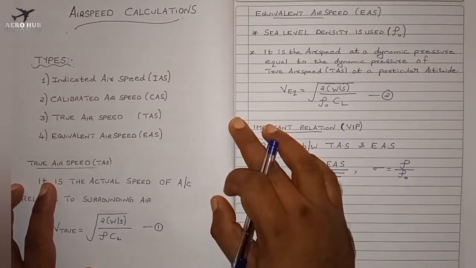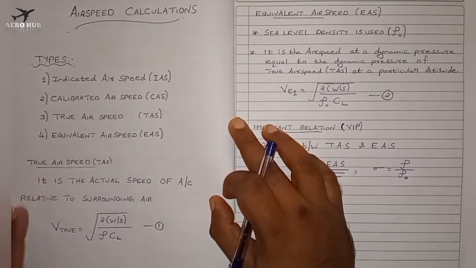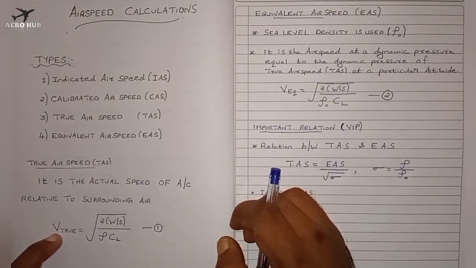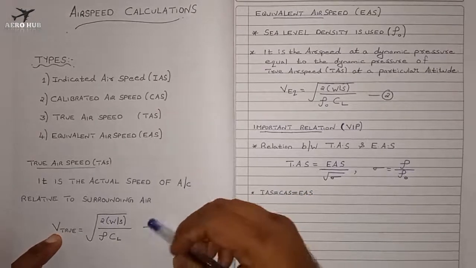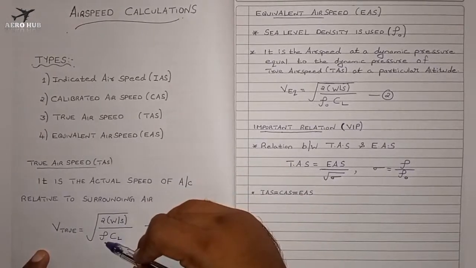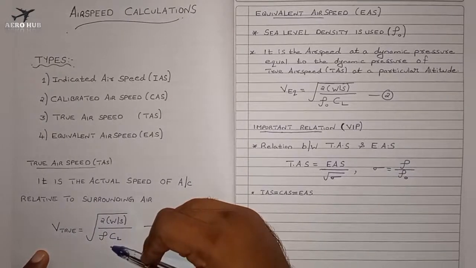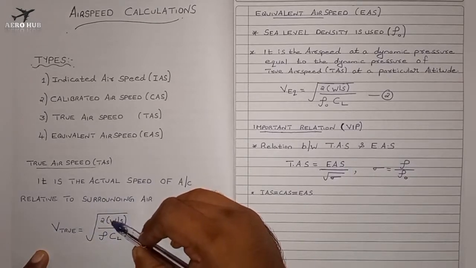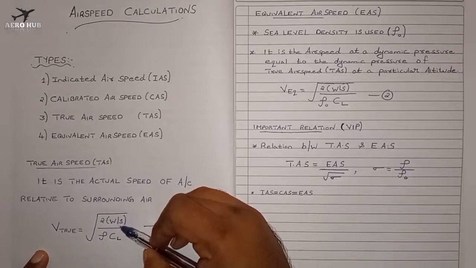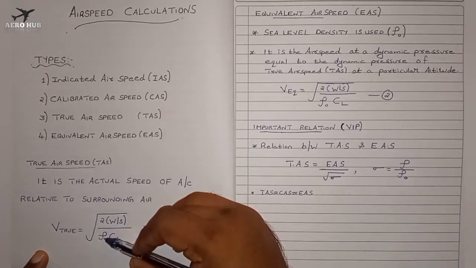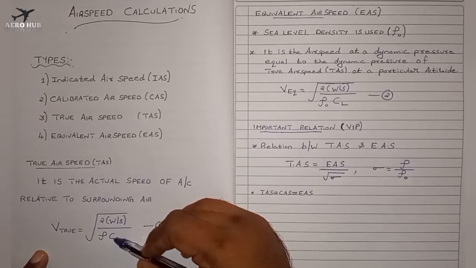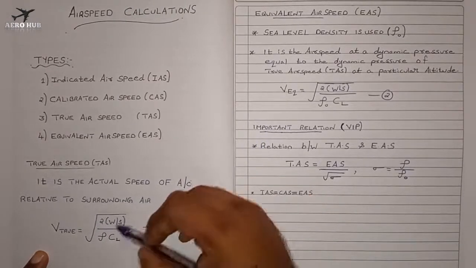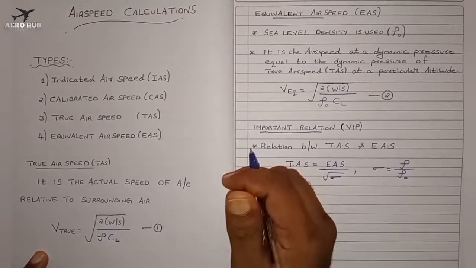True airspeed is the actual speed of the aircraft with respect to the surrounding air. For calculation of true airspeed, we can see equation number 1. We are using the density of the corresponding altitude at which the aircraft is operating. We have the equation root of 2 into W by S divided by rho CL, where W is the weight of the aircraft and S is the wing area, rho is the density at the corresponding altitude, and CL is the coefficient of lift. Also, W by S is the wing loading of the aircraft.